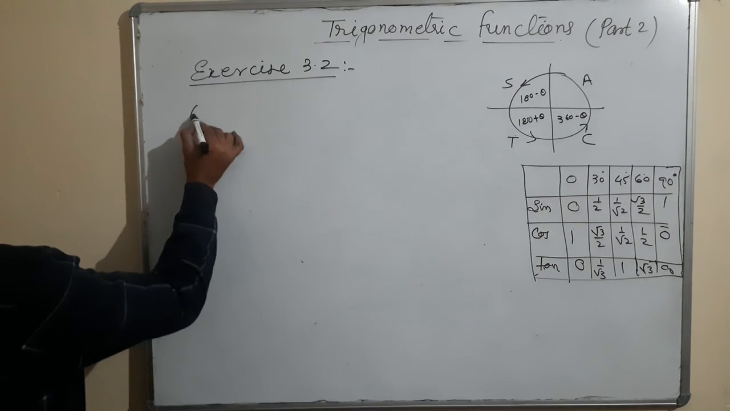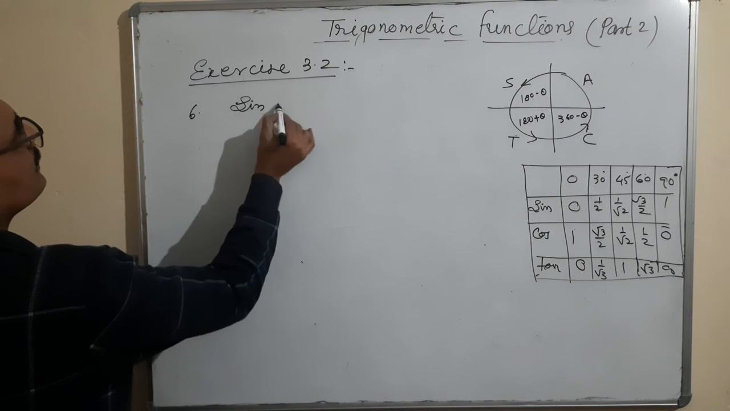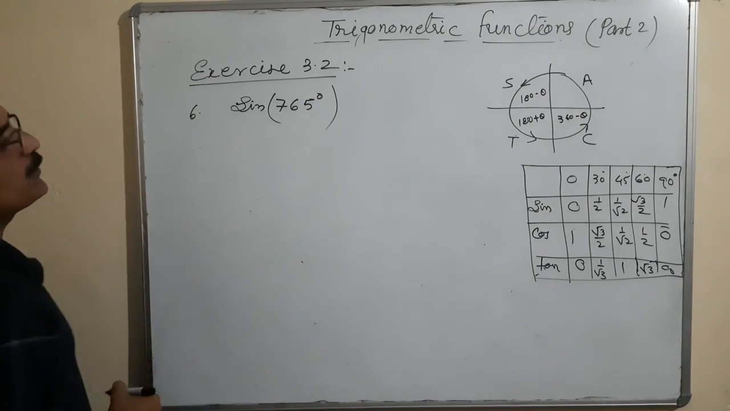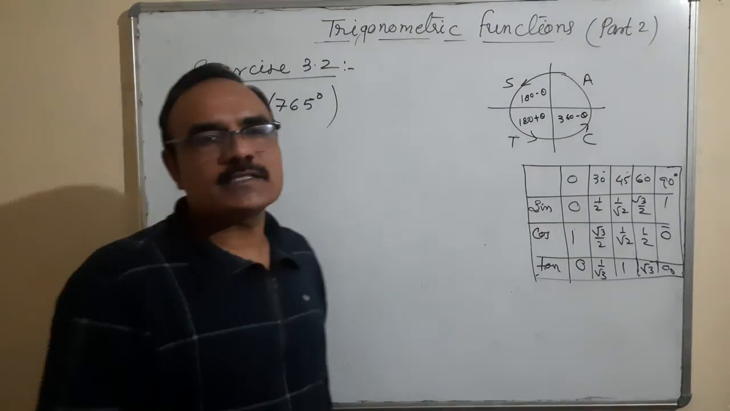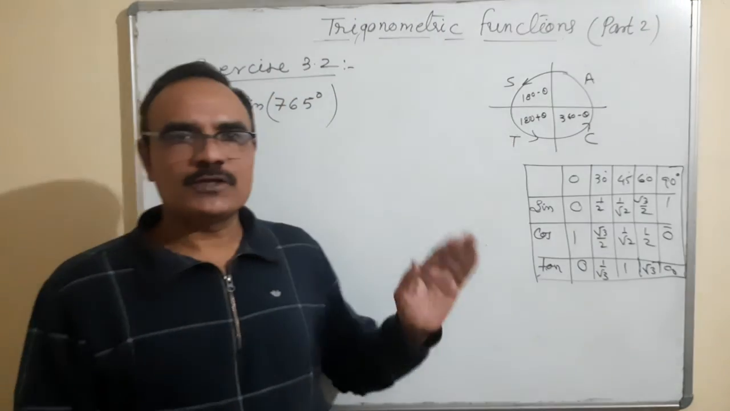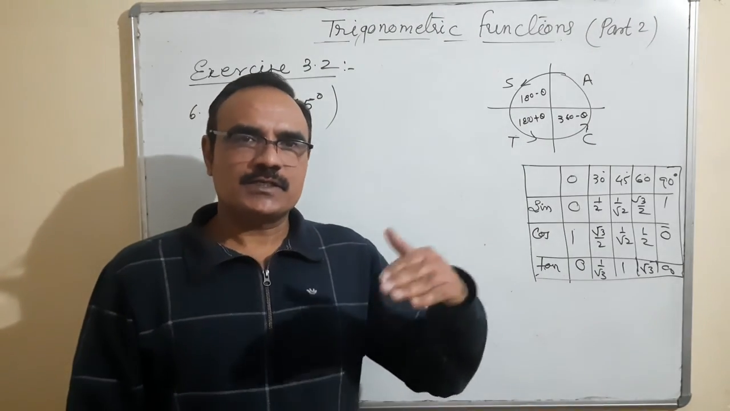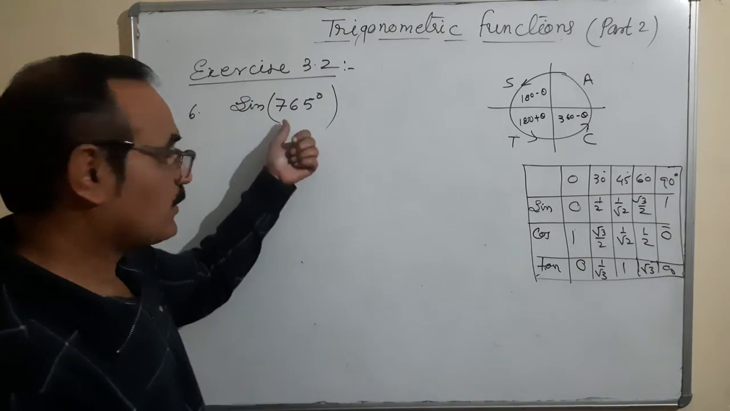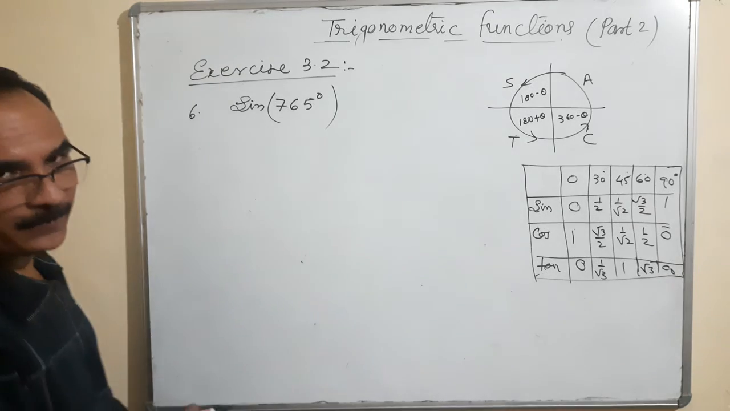For finding the value, number one, it is given: sixth question. Find the value of sine 765 degree. This value we are finding. The value is more than 360. 360, then 2 times 360 is 720, and it is 765.